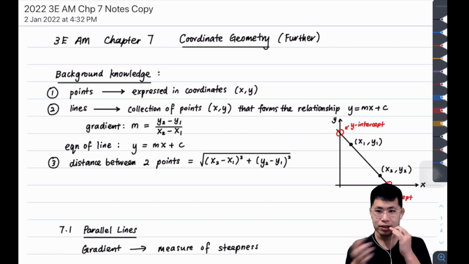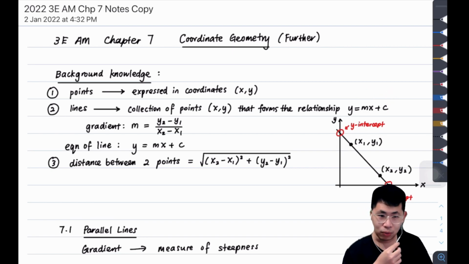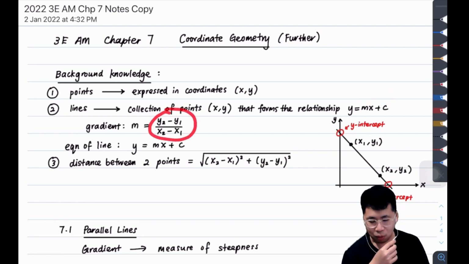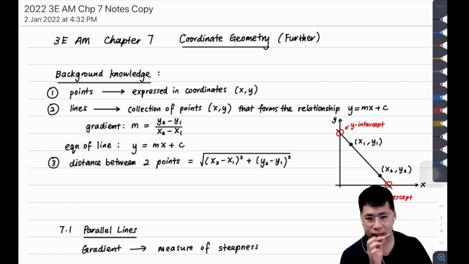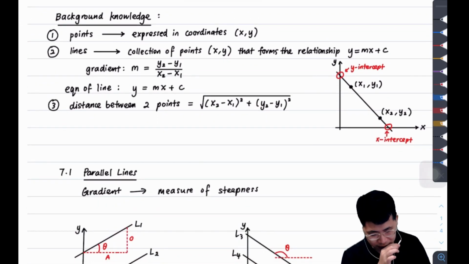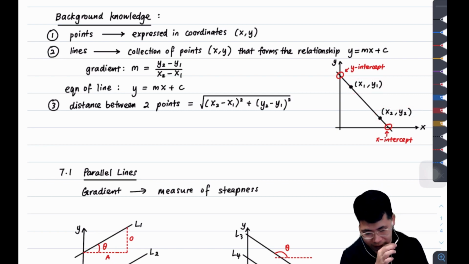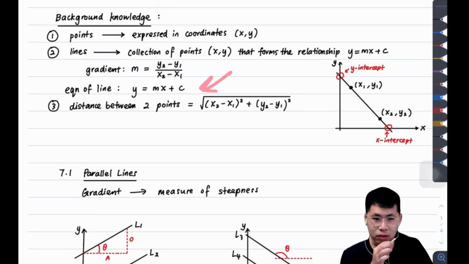Then because of equations, we have two elements to the equation. We have the gradient, and we also have the y-intercept. The gradient is y2 minus y1 over x2 minus x1, or the change in y over change in x. Then the equation of the line: y equals mx plus c. As you can see over here, we have the y-intercept at this point, and we have the x-intercept at this point for this line, and we take these 2 points. In order to find the gradient, we need 2 points.